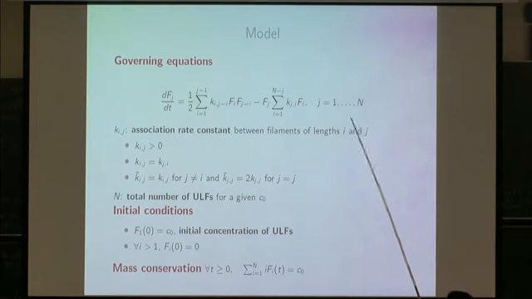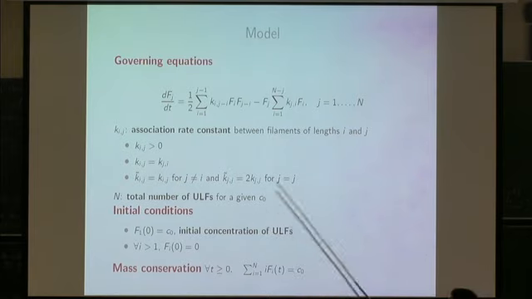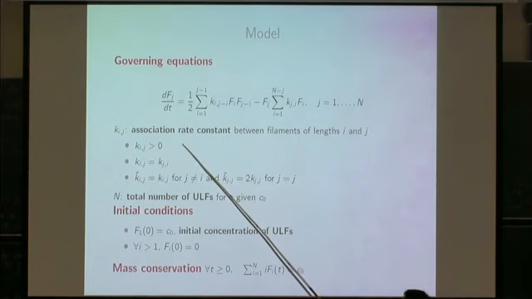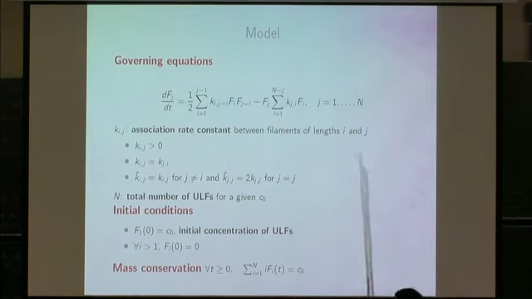So we have n equations, n being normally the total number of ULF we put in, but we can have a smaller number of equations. The constant of association is going to be the big thing for us. And we are going to consider this equation with the initial condition at the beginning. As for the experimental protocol, at the beginning we have only ULF.